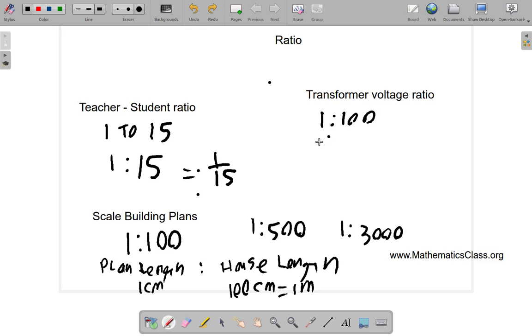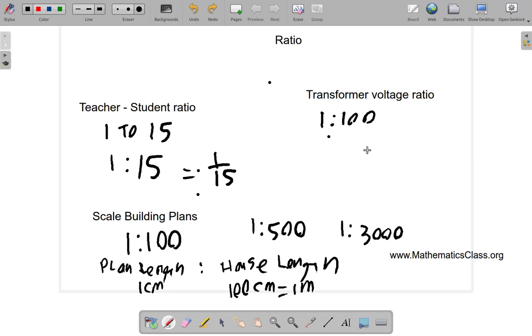What that means, and remember, let me backtrack a bit. When I said teacher to student ratio is 1 to 15, you could also be talking about student to teacher ratio as 15 to 1. All right. So these can be used in any direction you want.